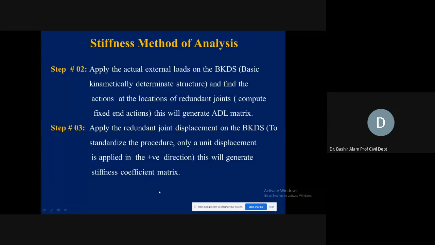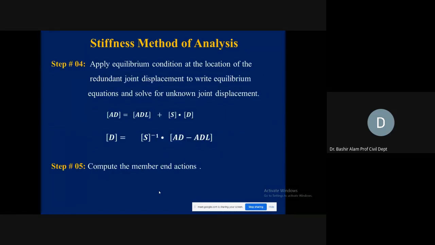We apply the unit displacement. Because of this unit displacement, fixed end actions will be generated, and corresponding to this displaceable joint, you take the same action and generate the stiffness matrix. We'll be discussing this with the help of examples.